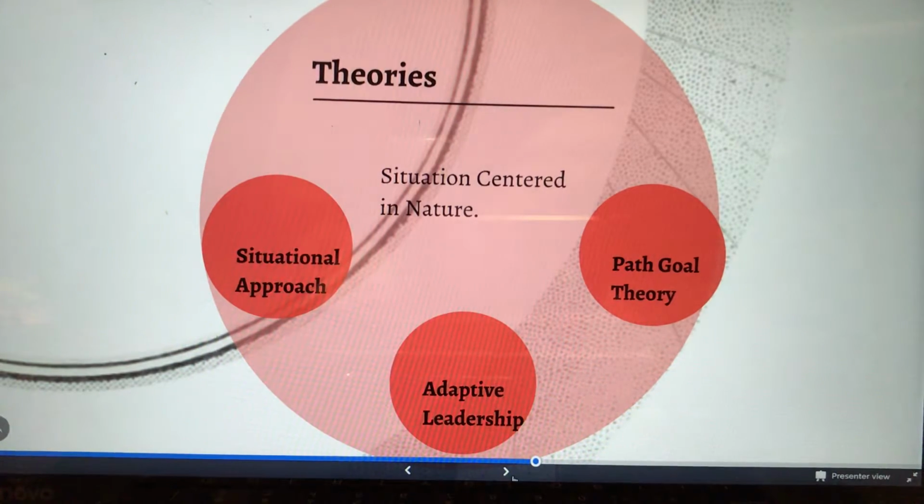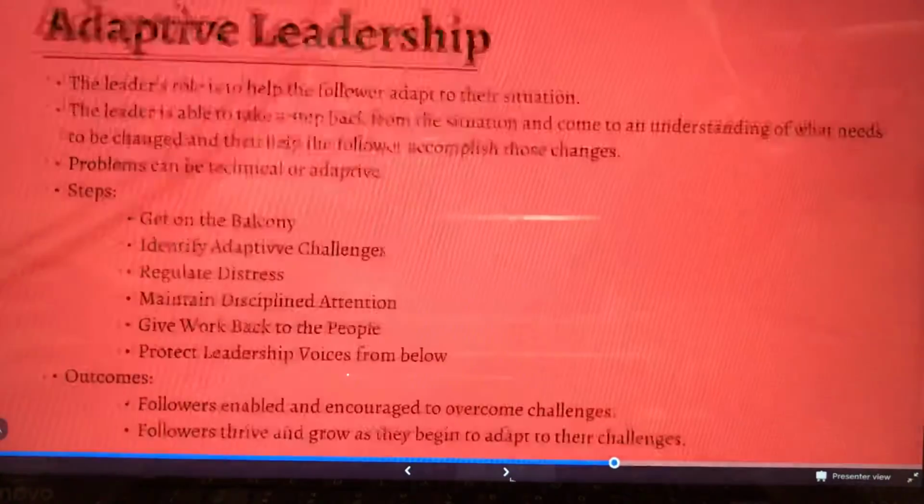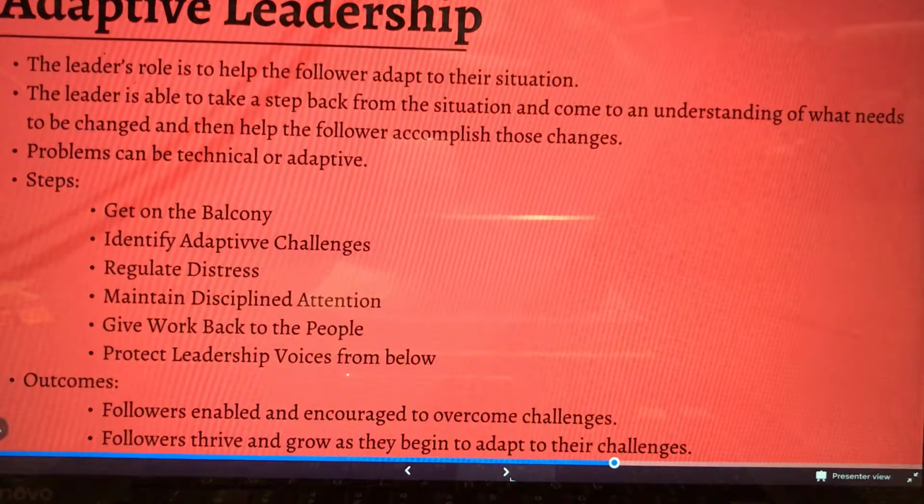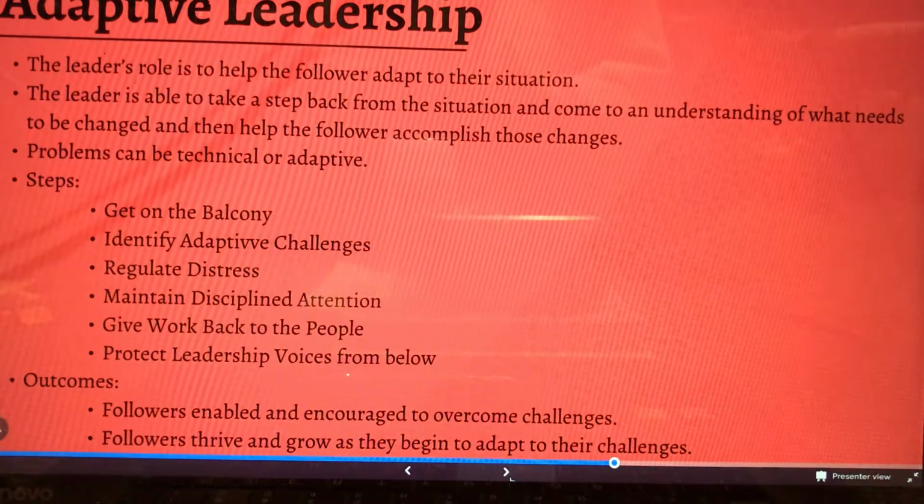Path goal theory as well as situational approach were both theories that I really saw were well defined when it came to analyzing the follower or the situation. But it was really adaptive leadership that stuck out to me, where the leader really has to help the follower adapt to their own situation. The leader has to get up on that balcony. They have to identify, what is the challenge? Is this a technical challenge, or is this like an adaptive challenge that we're going to have to change and help the follower focus on and get to that next level. They're protecting those voices from below and really implementing that change.